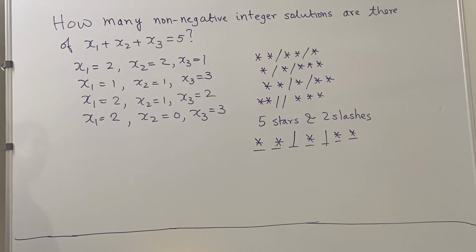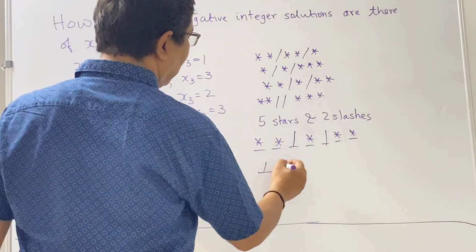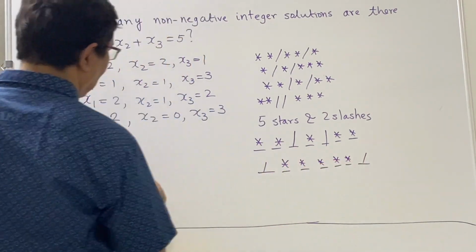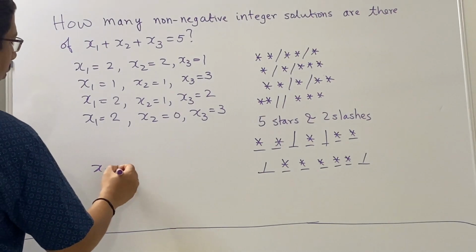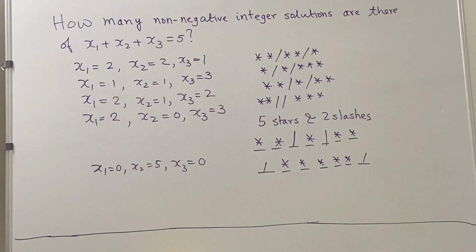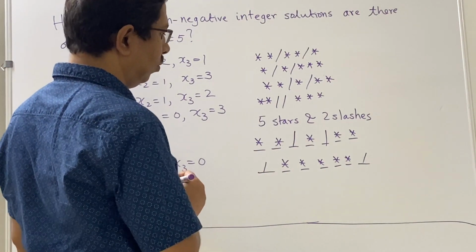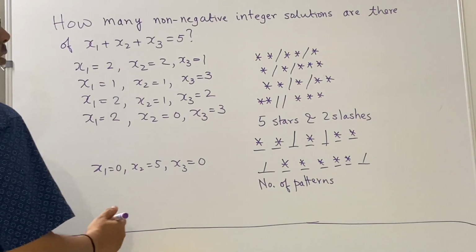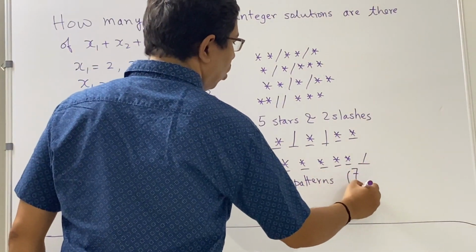So depending on which two positions we put a slash, we will get a solution. Say if we put a slash here and a slash here, what we get is the solution x1 is 0, x2 is 5 and x3 is 0. So any two positions out of the 7 that we choose, we will get a corresponding solution. And how many ways can we do that? It is easy for you to observe that the number of patterns would be 7C2.